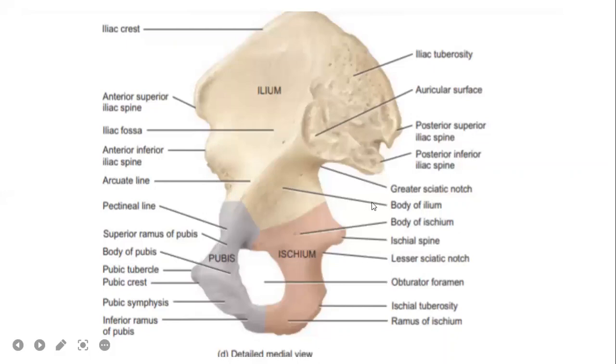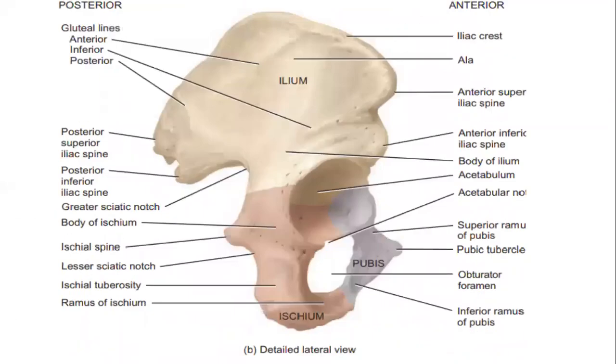Moving to this other side, we have the body of the ilium. We have the greater sciatic notch. We will be able to understand what the greater sciatic notch is and its basic function. We also have the posterior inferior iliac spine. We also have the posterior superior iliac spine, and the surface known as the auricular surface, and finally the iliac tuberosity.